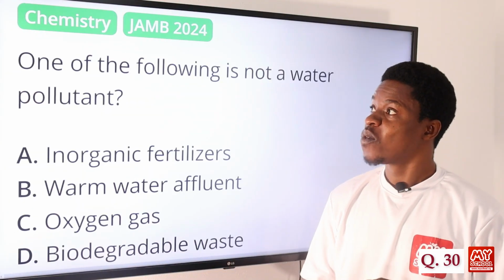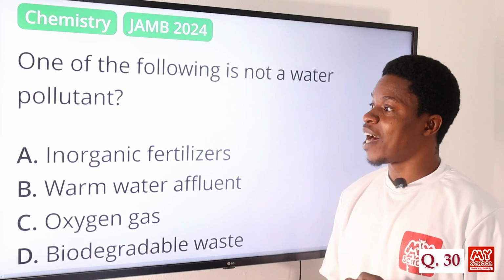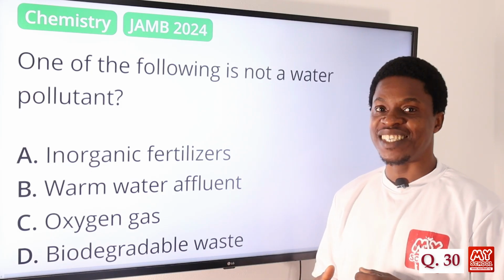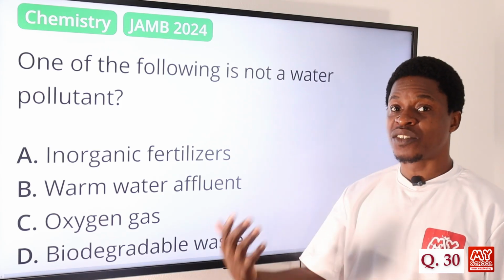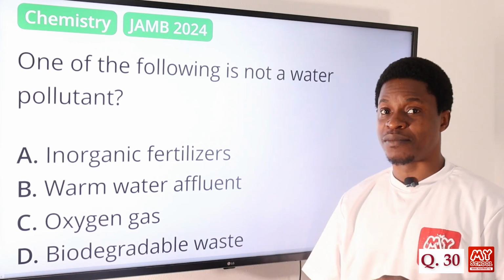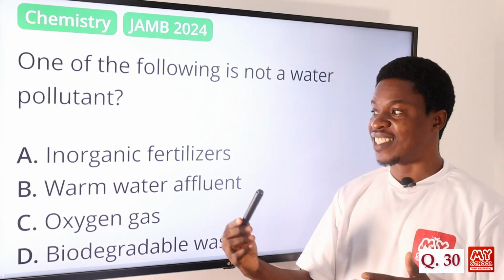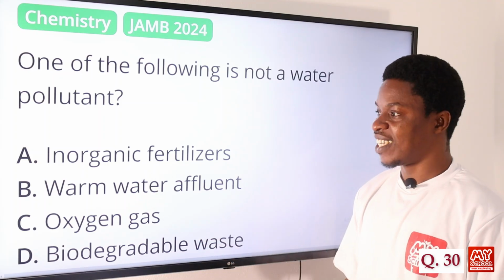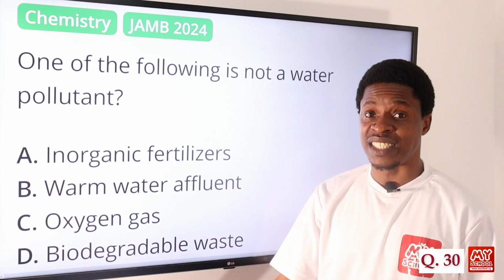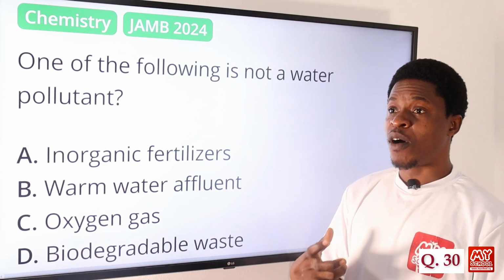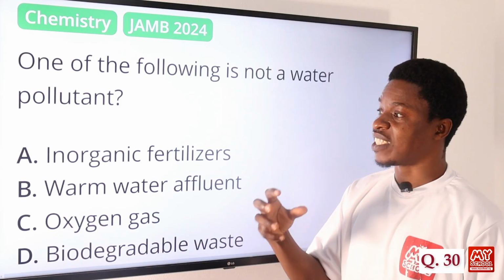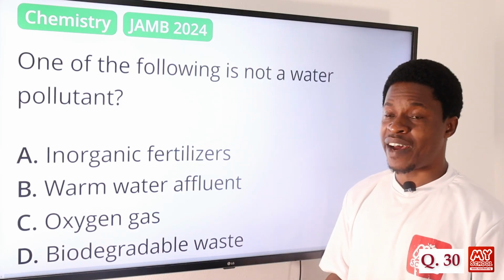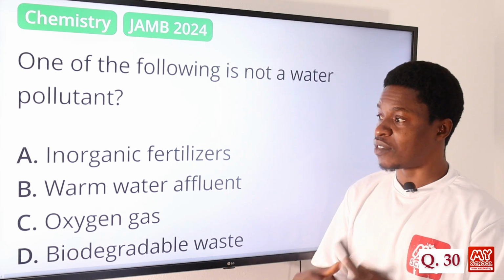Question 30. One of the following is not a water pollutant. Water pollutants usually will be chemicals that will harm the aquatic organisms that live in there. We look at option A, inorganic fertilizers. Those are chemicals. If they get in, they make the water toxic for the aquatic organisms that are there, and then most of them begin to die. In fact, we have lead poisoning even getting into them.